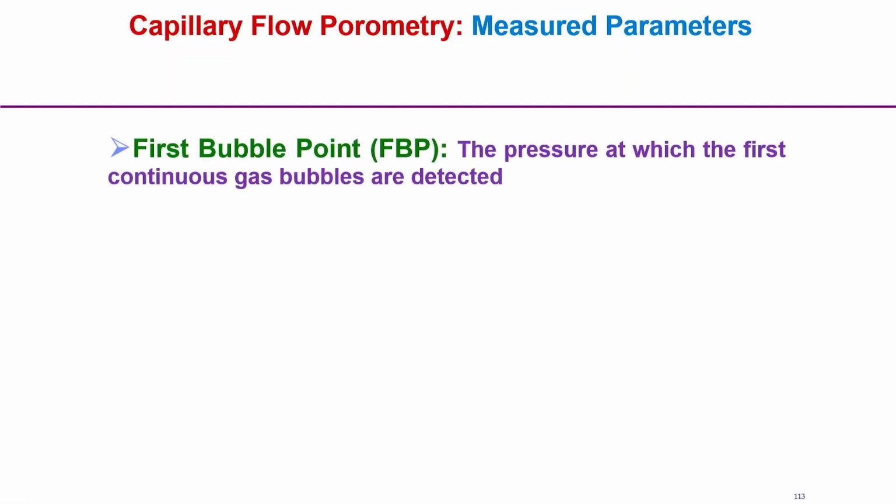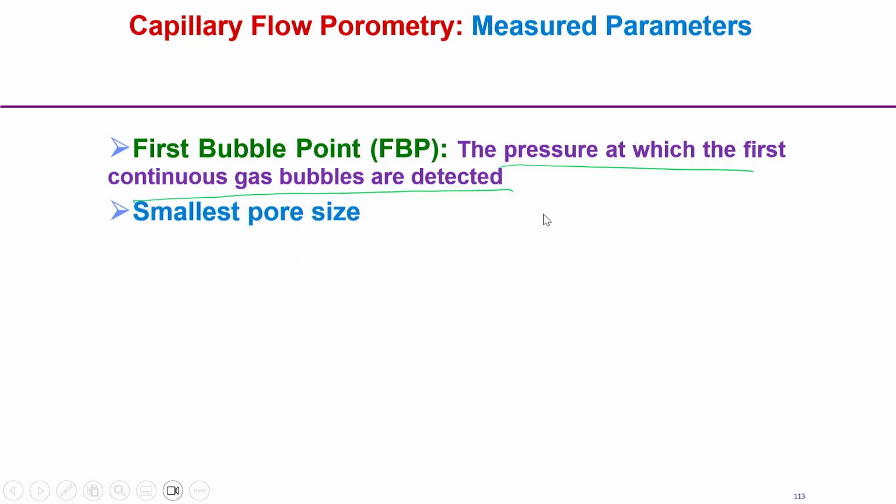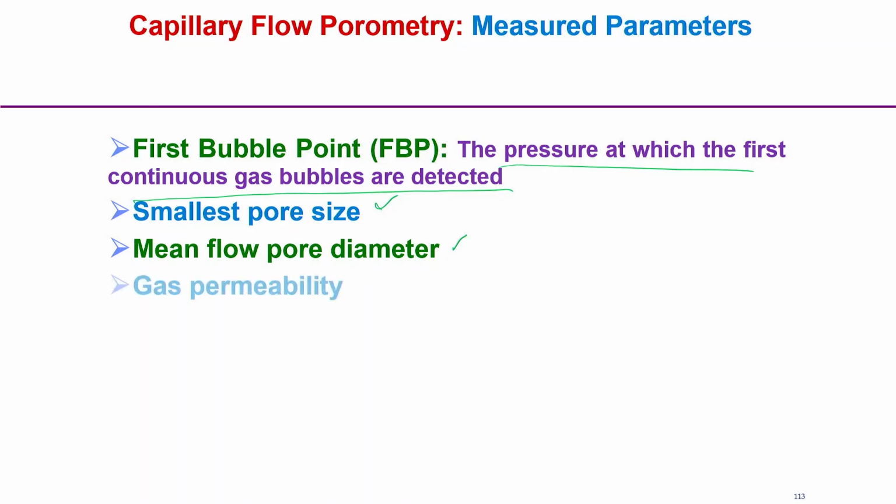So, there are different parameters which can be measured. One is the first bubble point value, the pressure at which the first continuous gas bubbles are detected. Next is the smallest pore size we can measure, and we can measure the mean flow pore diameter. Gas permeability we can also measure using this instrument.